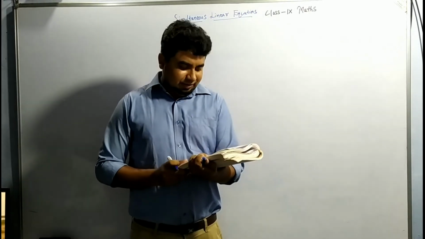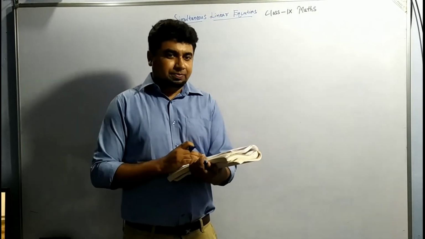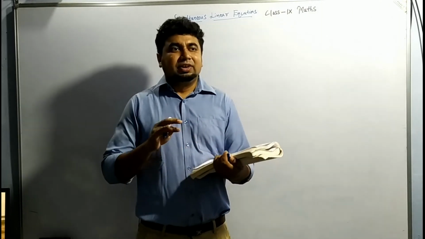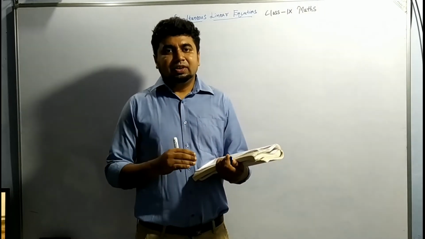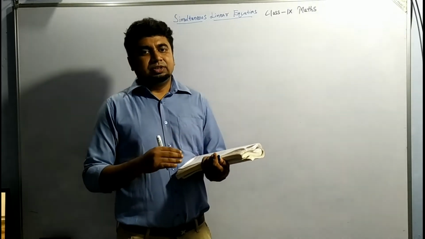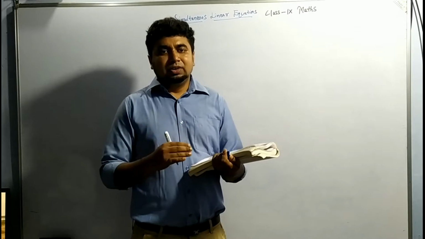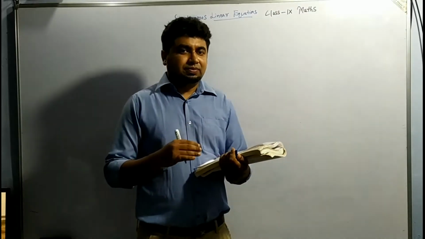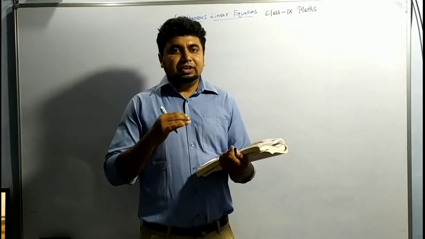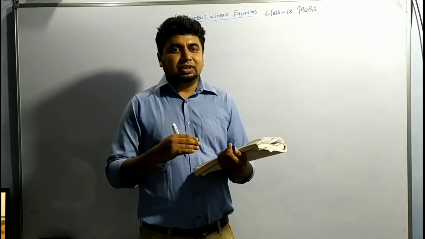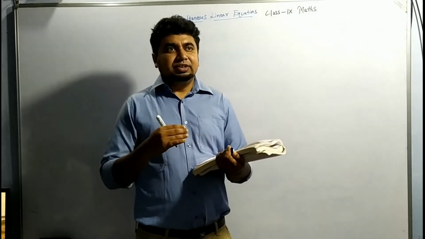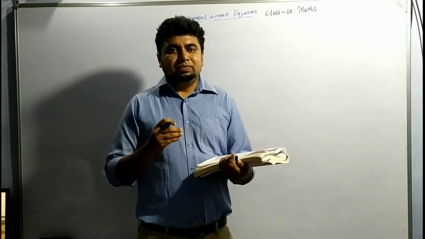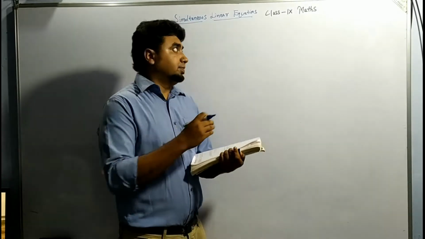Hello students, we are going to study about the cross multiplication method. We have studied basically two methods: the substitution method and the elimination method. These were the ways by which we were able to solve simultaneous linear equations. A simultaneous linear equation is an equation in two variables. So we are going to study how to solve simultaneous linear equations using cross multiplication.